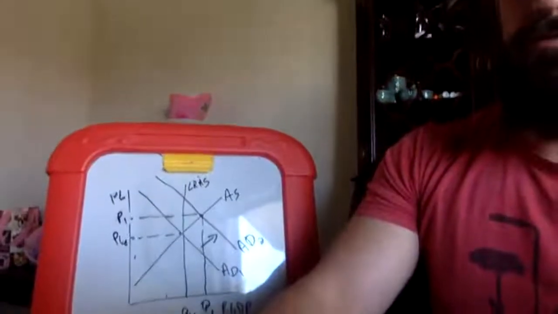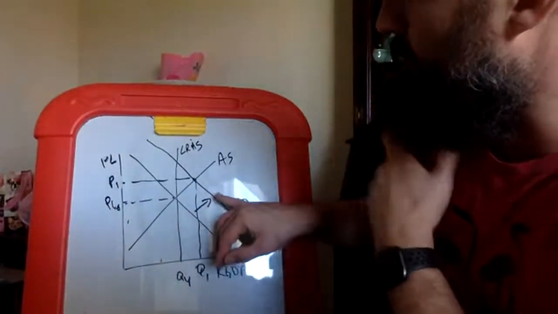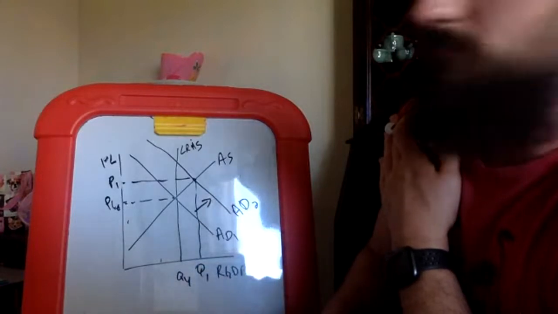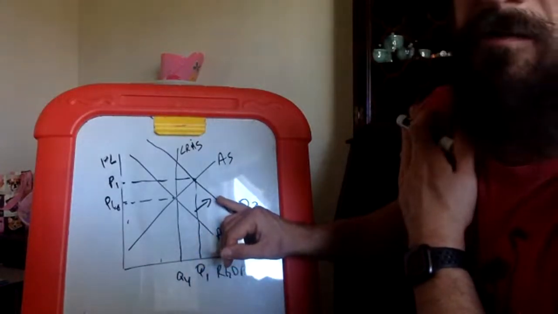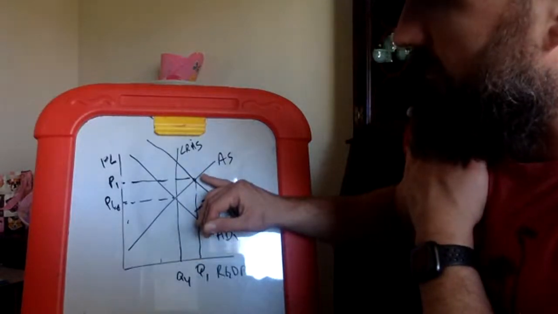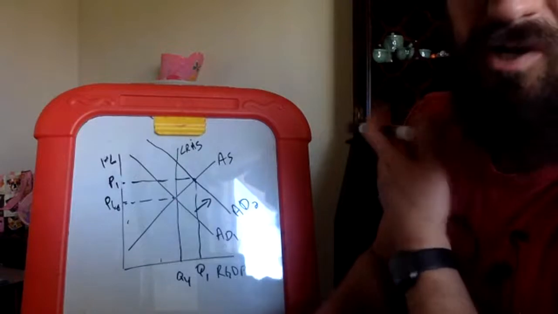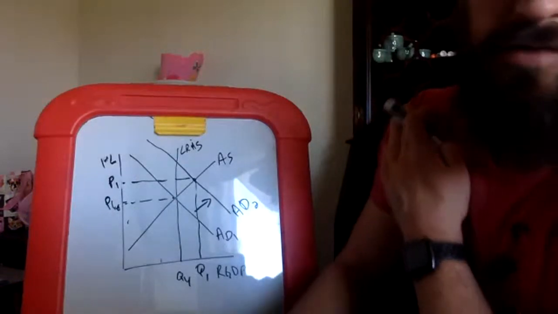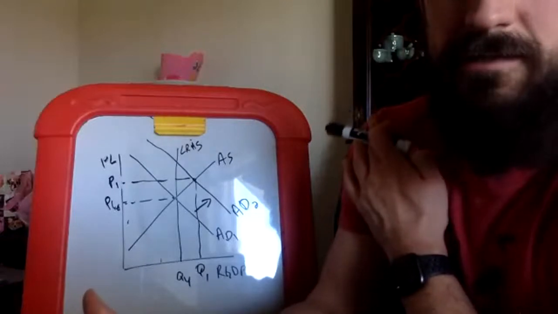Now, if consumer spending increases, what will happen in the short run and what's going to happen in the long run? Remember that in the short run, wages and resource prices are not flexible, so they will not change, or they're slow to change. So we see here that when we increase consumer spending, we get an increase in aggregate demand. And so price levels have increased, but the wages and resource prices have not changed yet.